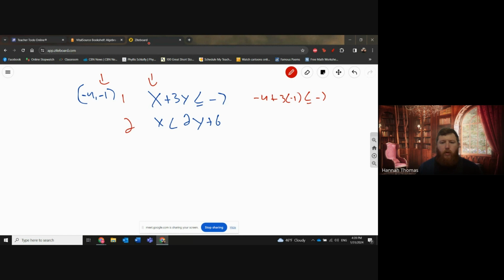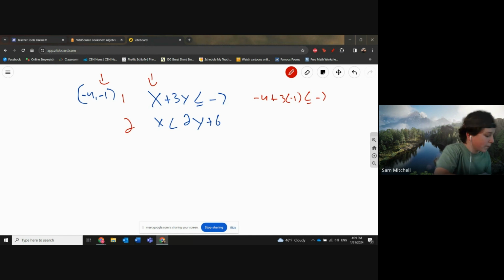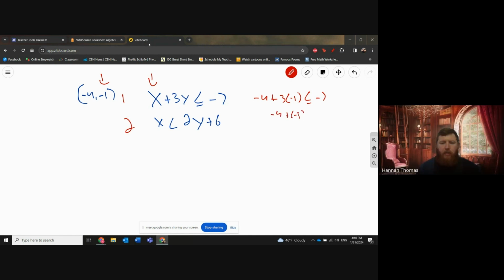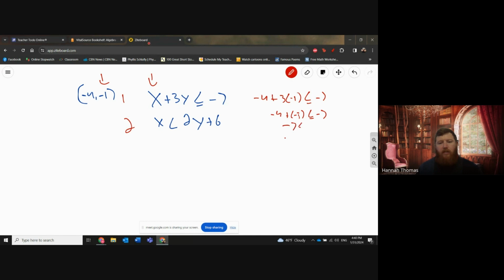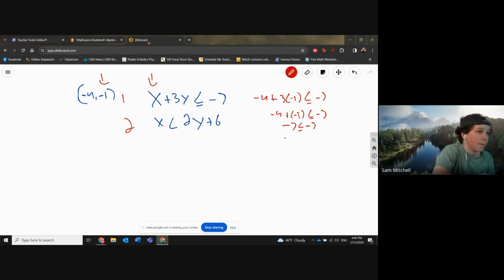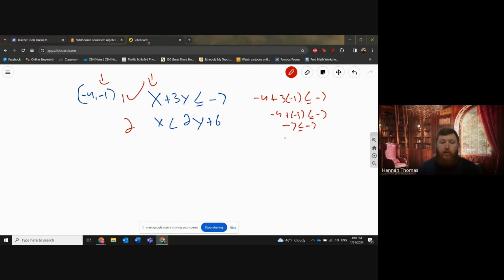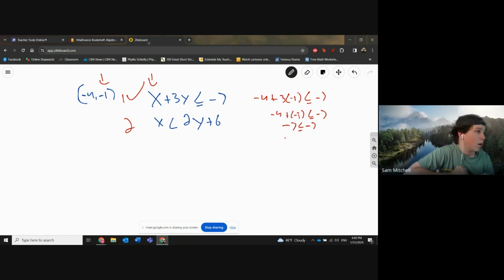So what's 3 times negative 1? Negative 3. So I have negative 4 plus negative 3. What's that give you? Negative 7. Is negative 7 less than or equal to negative 7? Yeah. So it's a solution for the first one, but remember, it has to be a solution for both of them. For the second one, how am I going to rewrite it? Negative 4 is less than 2 times negative 1 plus 6. So, negative 2.